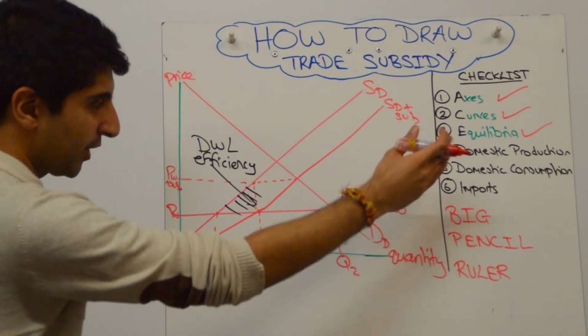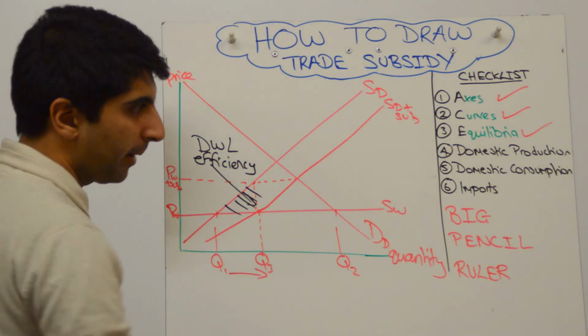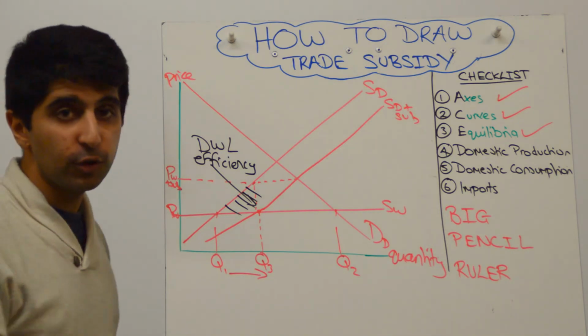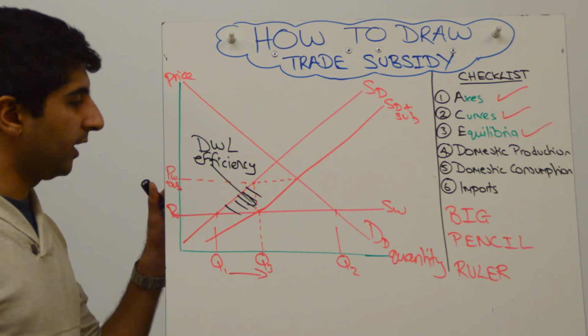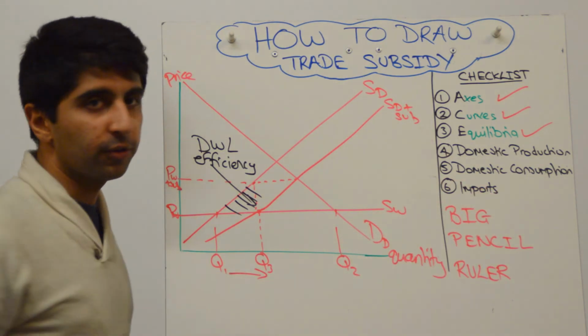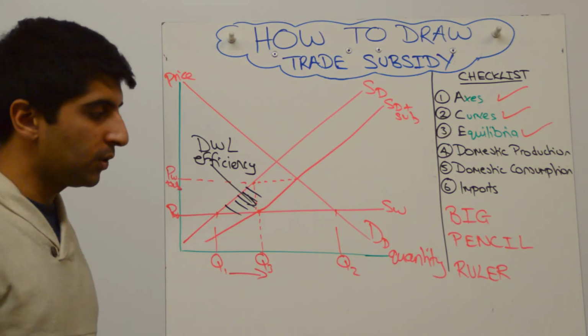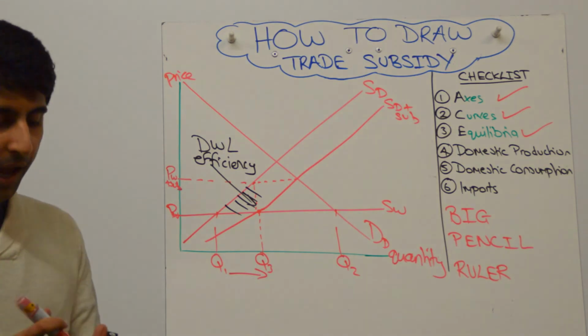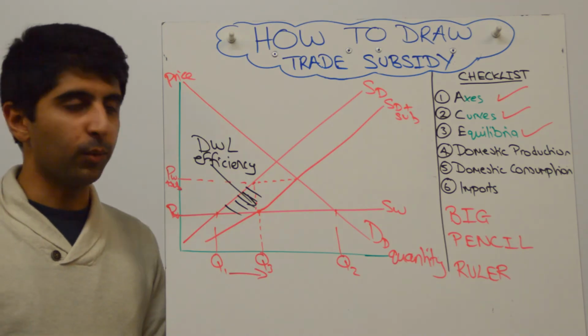Very, very good. Have we shown the impact on domestic production? Yep. We've shown it increasing. Have we shown the impact on domestic consumption? Yes, it remains at Q2 because the price hasn't changed in the market, just the effective price that producers get. Have the imports been shown clearly? Yes. We've shown the imports reducing from Q1, Q2 to now Q3, Q2. Right? And we've even gone the extra mile and we've shown the inefficiency of domestic producers as well.